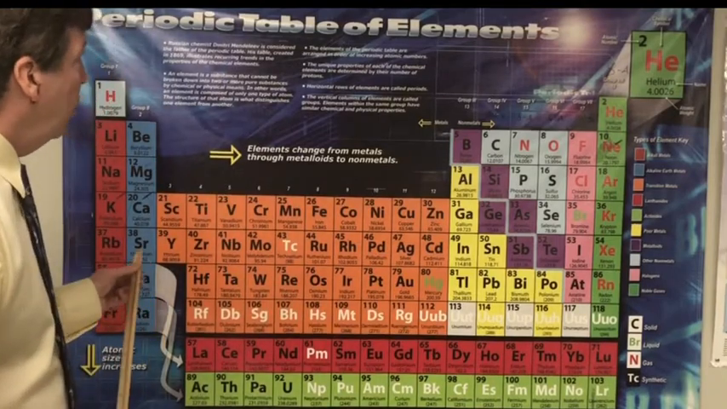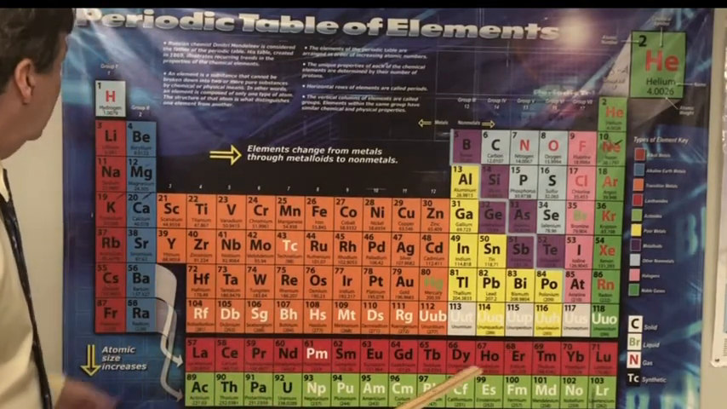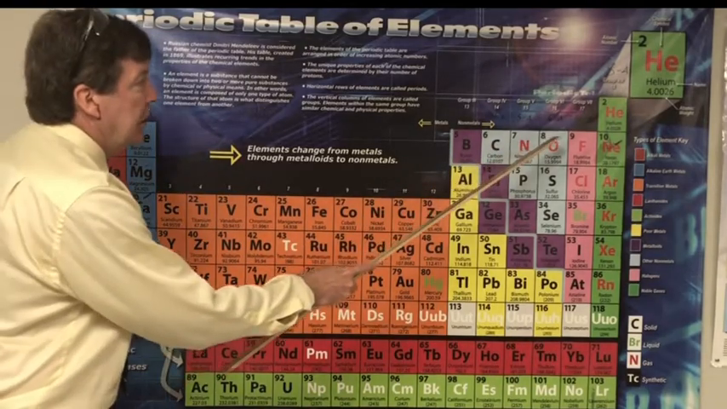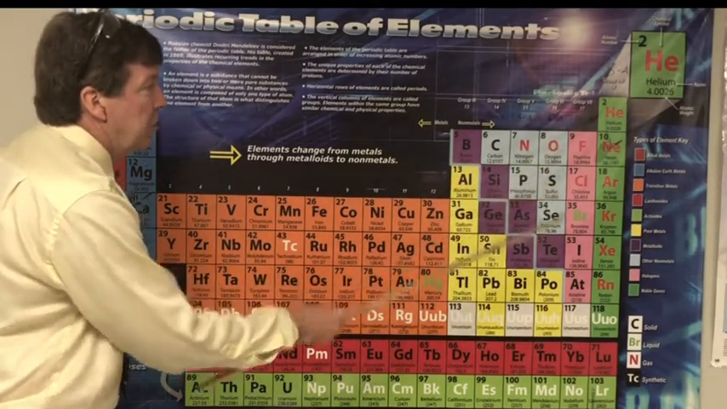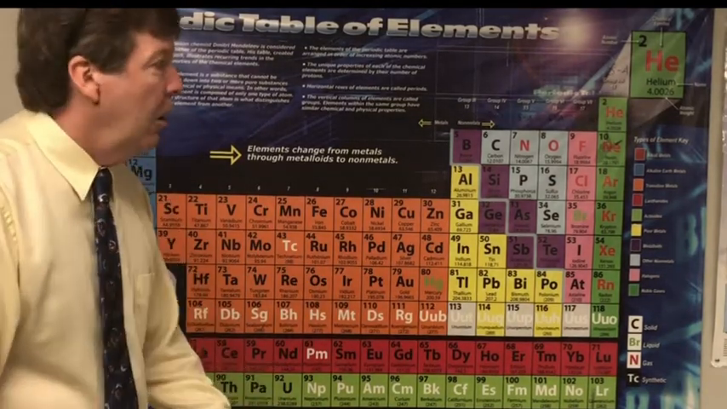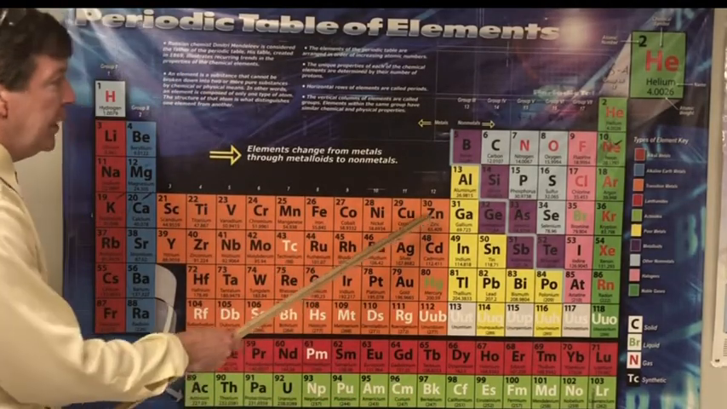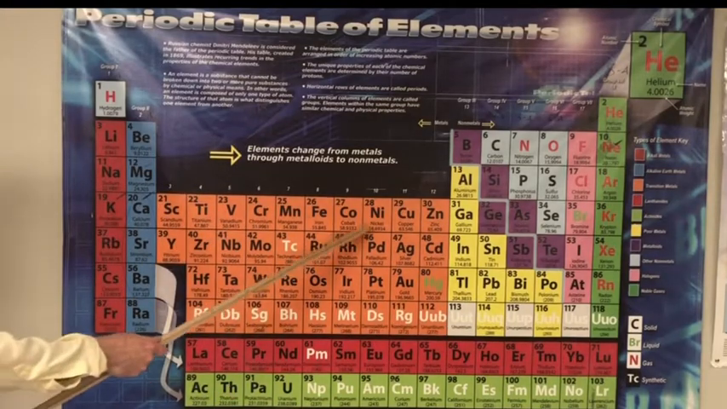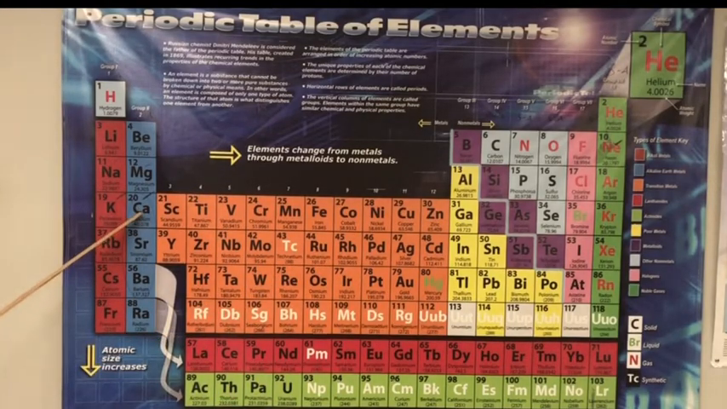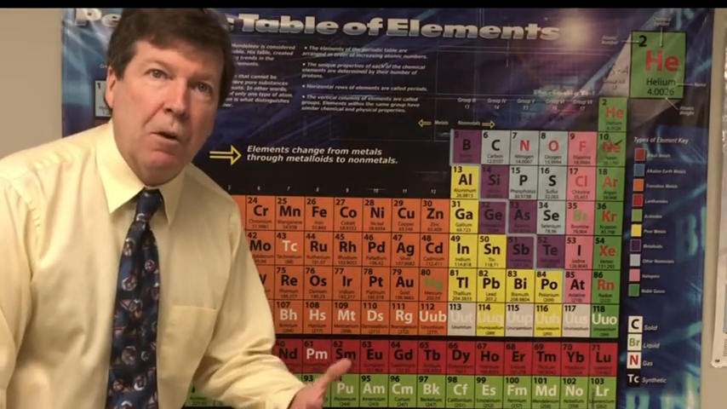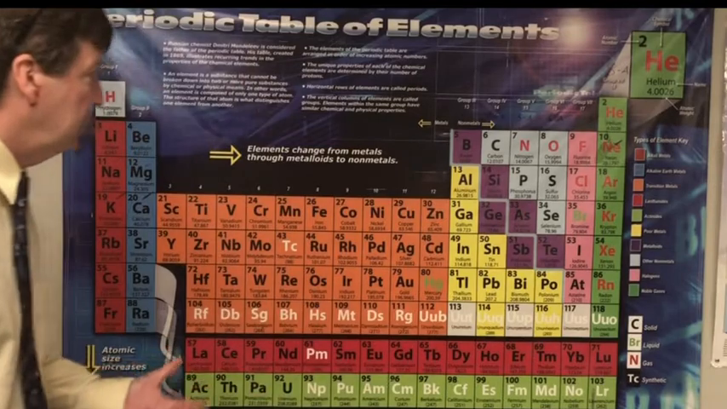Notice here we've got CHNOPS: carbon, hydrogen, nitrogen, oxygen, phosphorus, and sulfur. Those are the important elements of life. We also need elements such as iron, which we mentioned, but we need small amounts of zinc. We need trace amounts of some of these other elements. Calcium is an important component of our bones, all coming from stars or exploding stars.